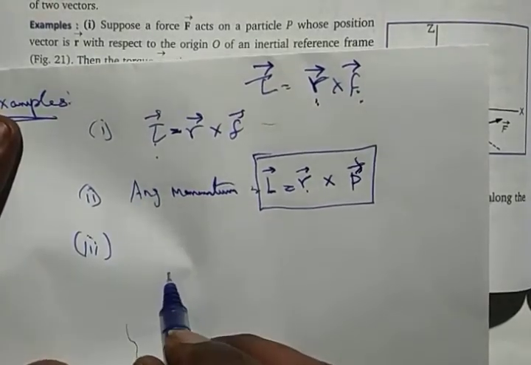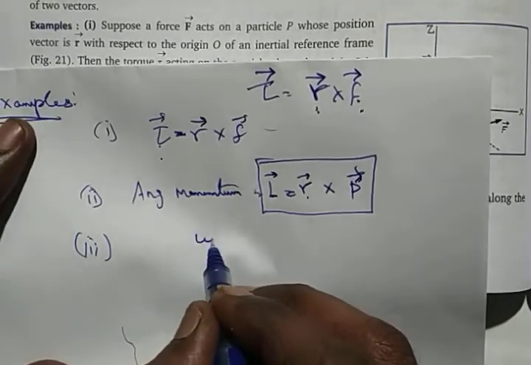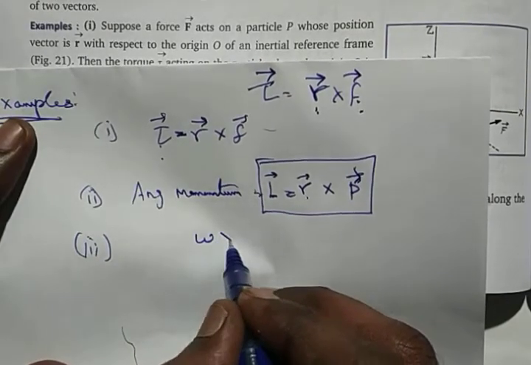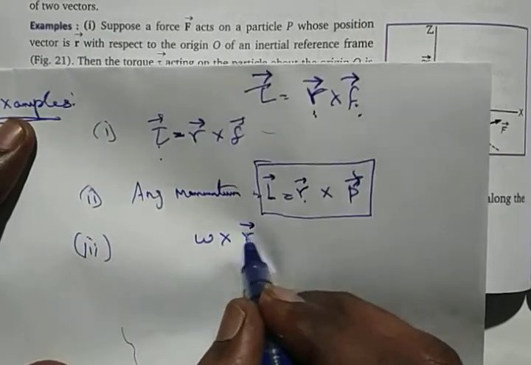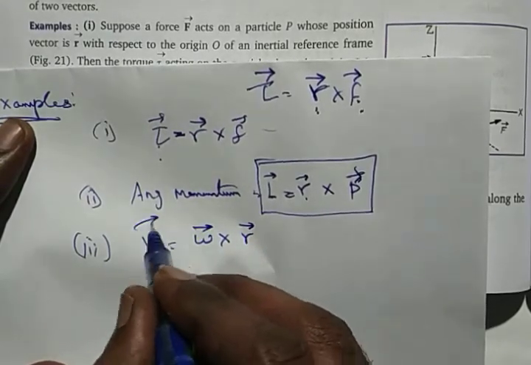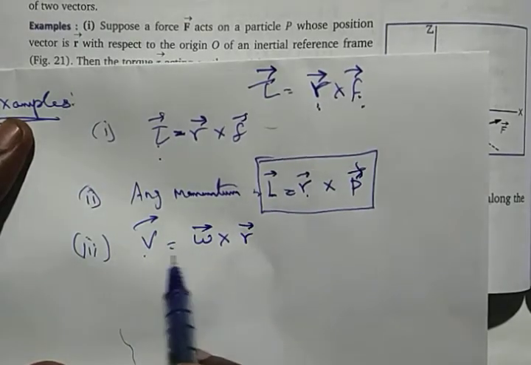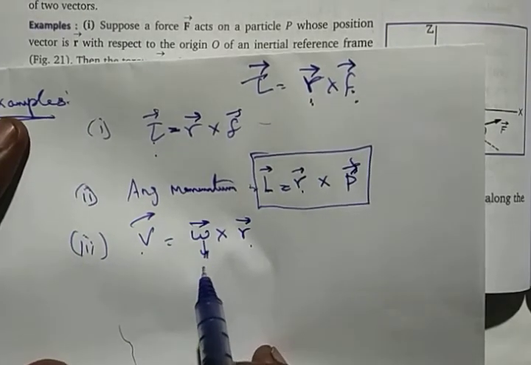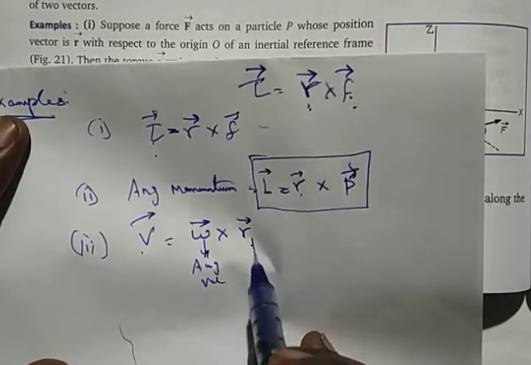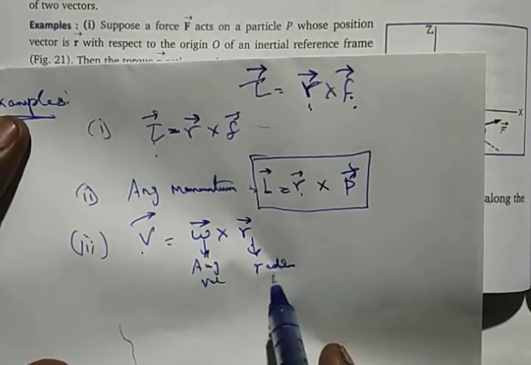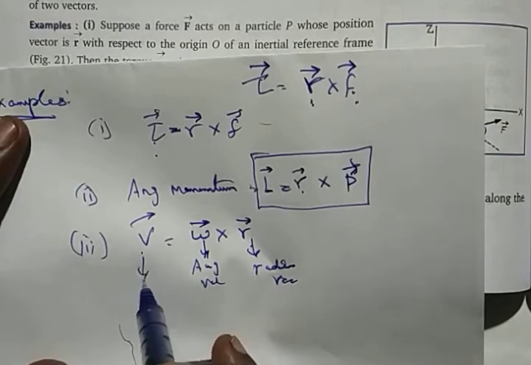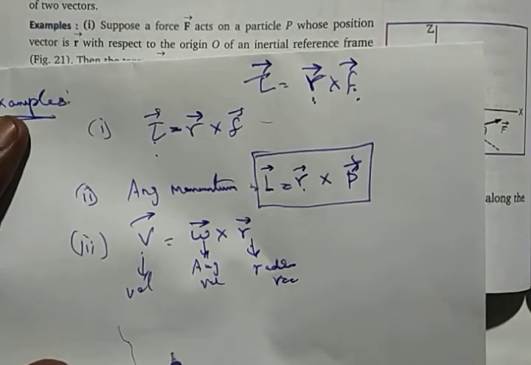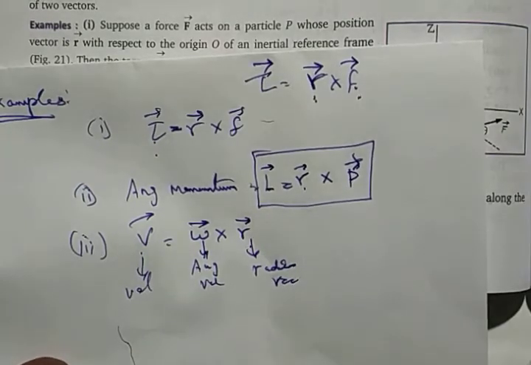Third example also we can have. Example number 3. That is angular velocity and cross product of radius vector, which is velocity itself. V is equal to omega into R. This is angular velocity, this is radius vector, and this is velocity, and it is a cross product. These are three examples that you can refer. Later on we will be studying this one. You will understand these things much more clearly when the actual topic comes in physics.